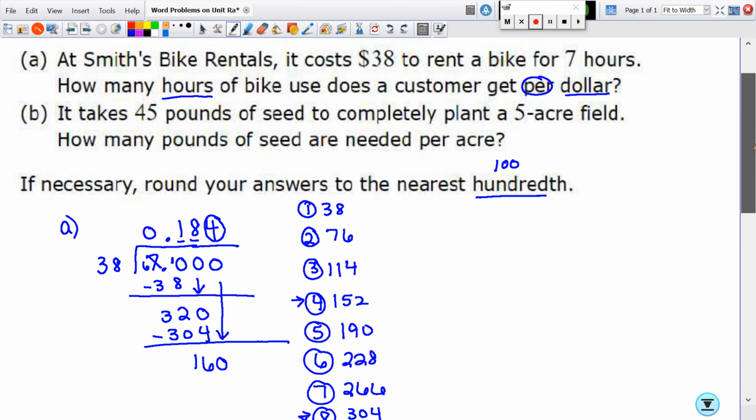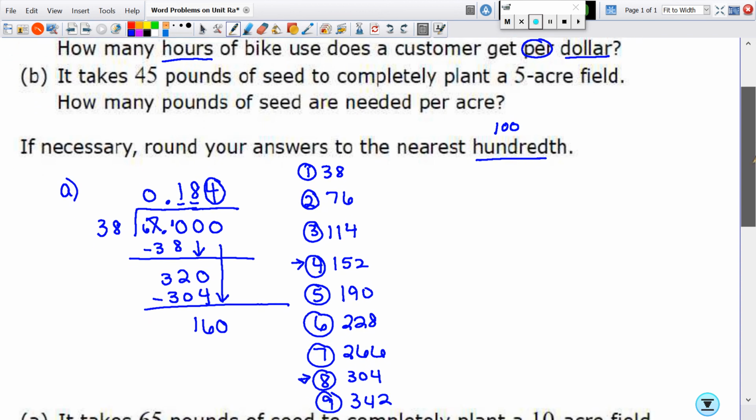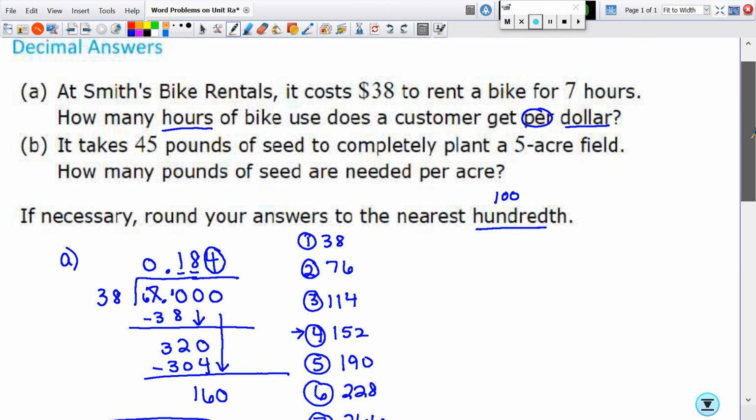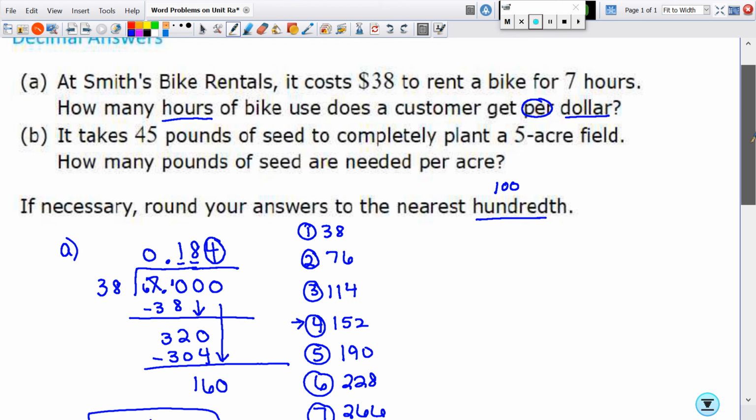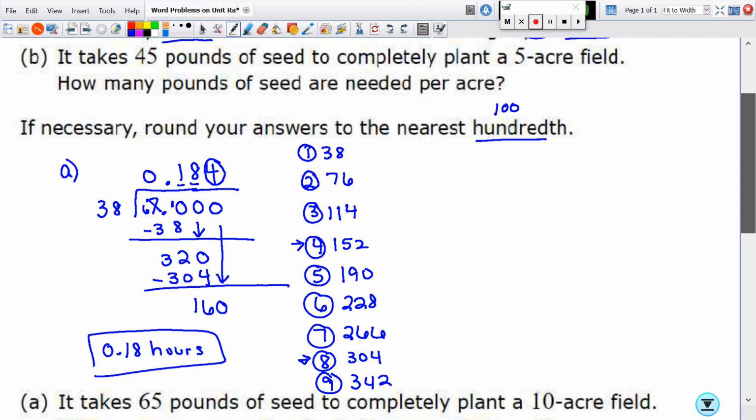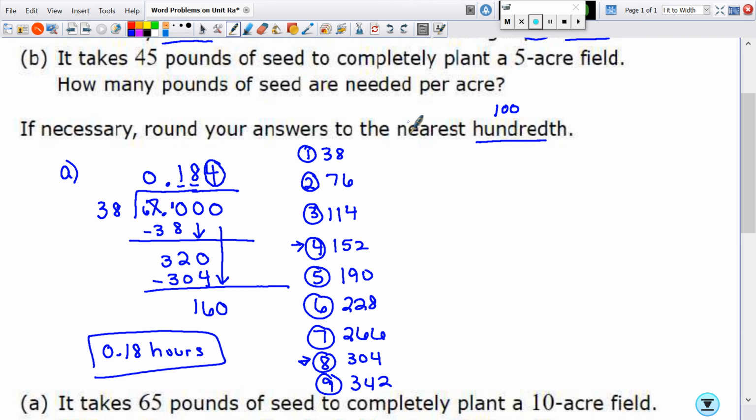So it says how many hours, so it's not dollars and cents. It's actually hours. So it's going to be 0.18 hours. Let me read that again to make sure that it was asking for hours. How many hours of bike use does a customer get per dollar? Yep, that's correct. Okay, so the next one, it takes 45 pounds of seed to completely plant a 5-acre field.